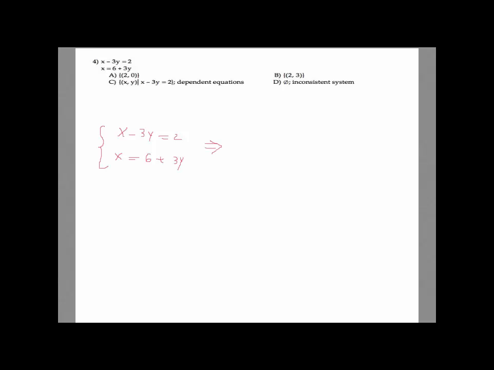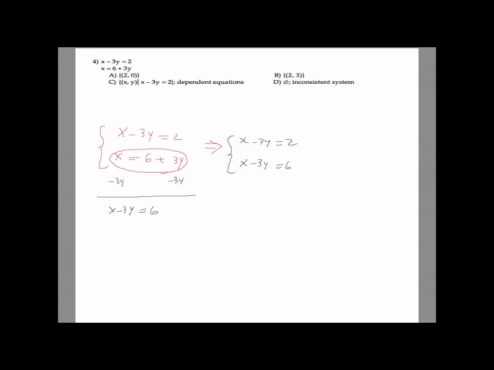Okay, what would be the best way to handle this? What method? Anyone? Addition method, substitution method? Addition method. I'll go for addition. I like the addition method. If I take the second equation here and subtract 3y from both sides of the equation, then I would get x minus 3y is equal to 6. So the second equation becomes x minus 3y is equal to 6. I'm just going to make it look the same. X minus 3y is equal to 2.